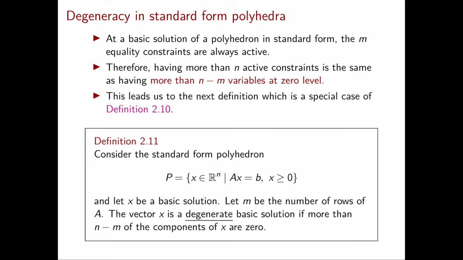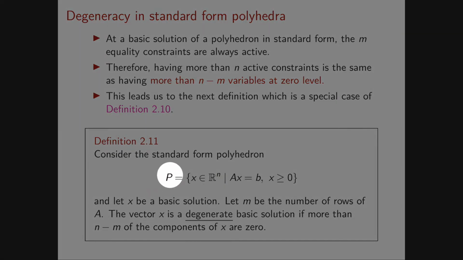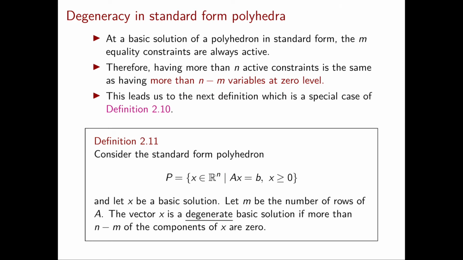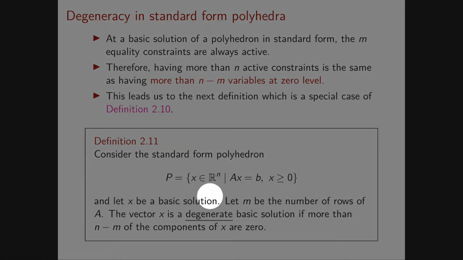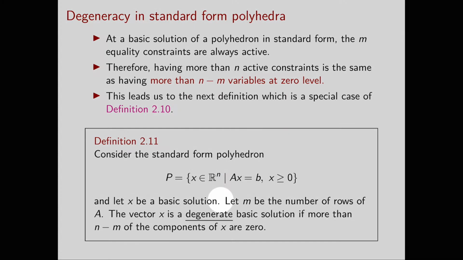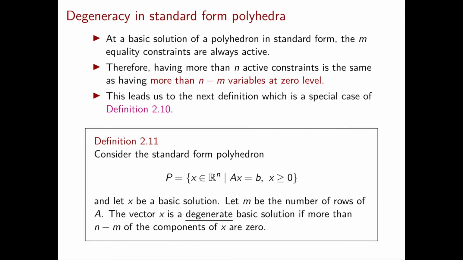And this directly leads us to the definition of degeneracy specialized for standard form polyhedra. Consider the standard form polyhedron P given by Ax equal to b, x greater than or equal to 0, and let x be a basic solution. As always, we assume that the number of rows of A is m. Then the vector x is a degenerate basic solution if more than n minus m of the components of x are 0.